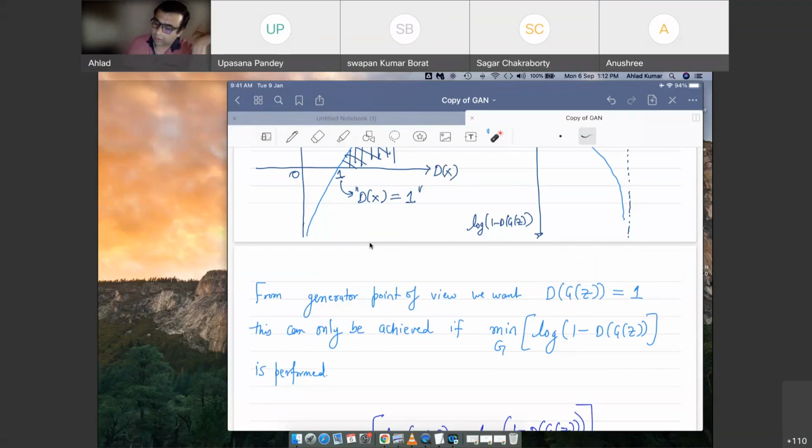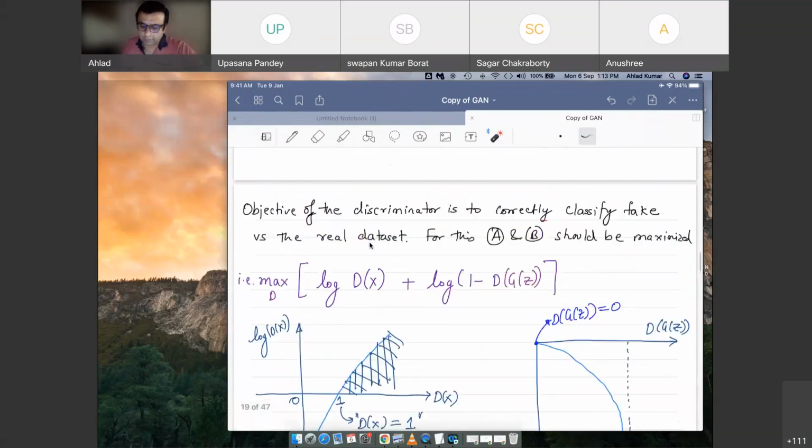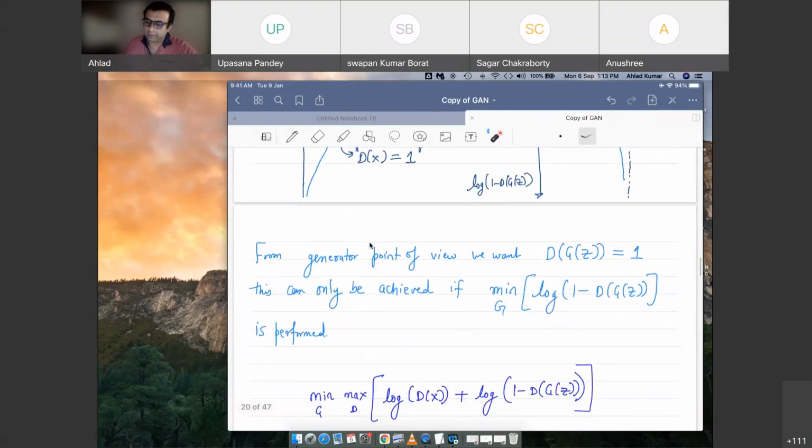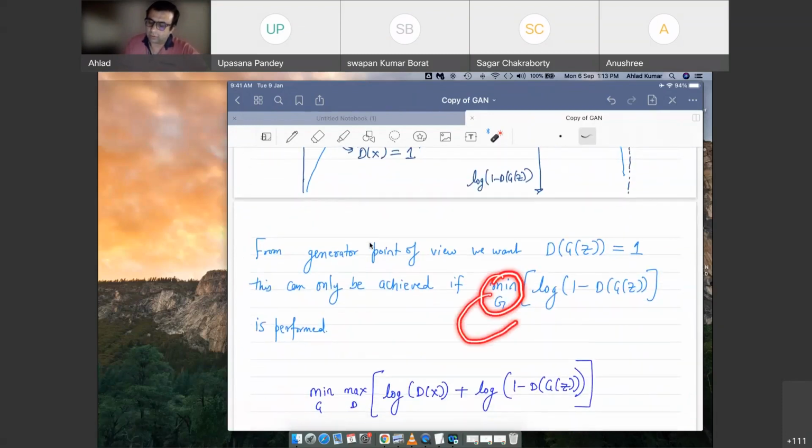So now, how to achieve this target? We can achieve it by using minimization operated on this loss function. So what we are doing now is neglecting this term and keeping only this one, and then using minimization over G on this function. And why are we keeping only this and not this? The reason is very simple: there is no G involved here. Since there is no G involved, the only term which has G is this one. That's why we are writing minimization over G on this particular term.